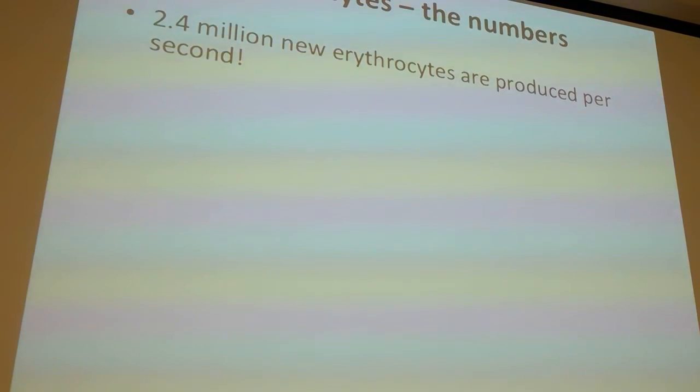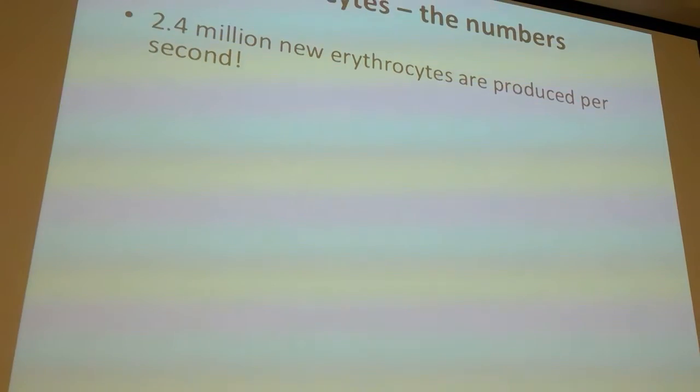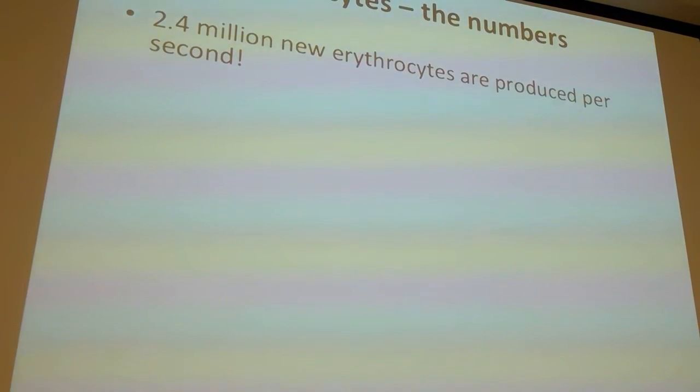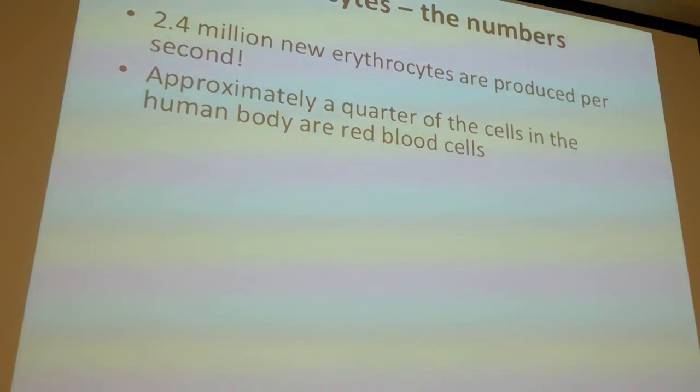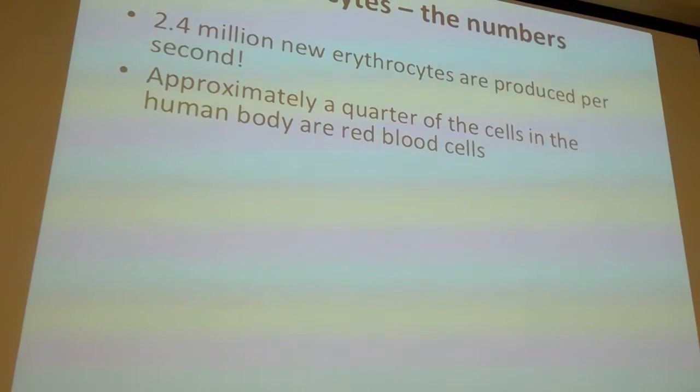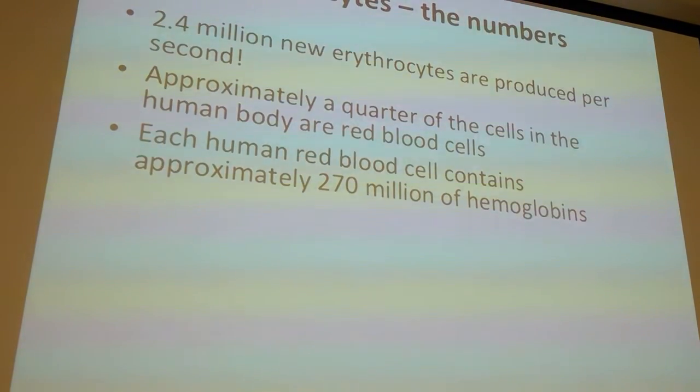If we just look at the numbers for erythrocytes, it's pretty impressive. There are 2.4 million new erythrocytes produced per second. That's amazing. In our body, we have an incredible amount of resources going towards the production of red blood cells. Approximately a quarter of the cells in our body are red blood cells. There are a ton of them circulating through our body, and we're putting a lot of effort into their production. Each red blood cell contains 270 million hemoglobin molecules. It's a huge number, right?